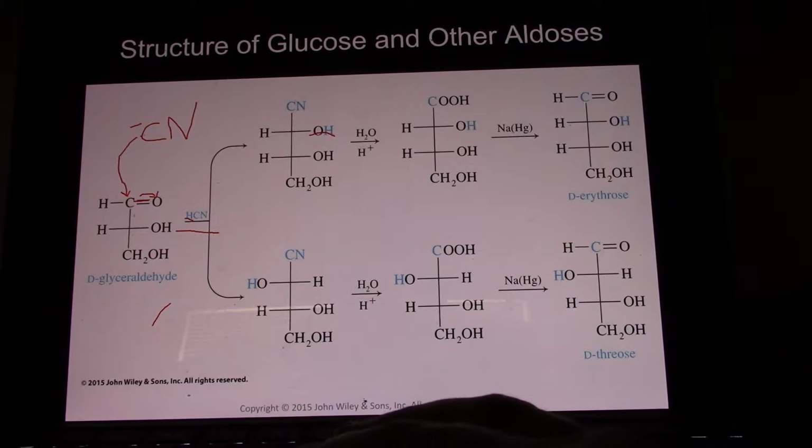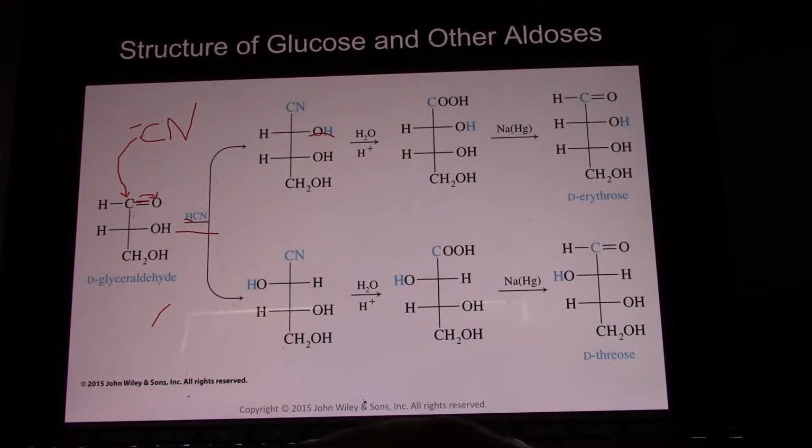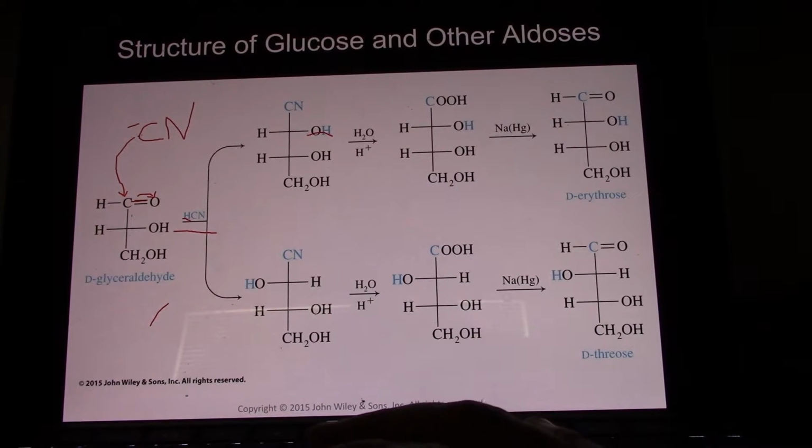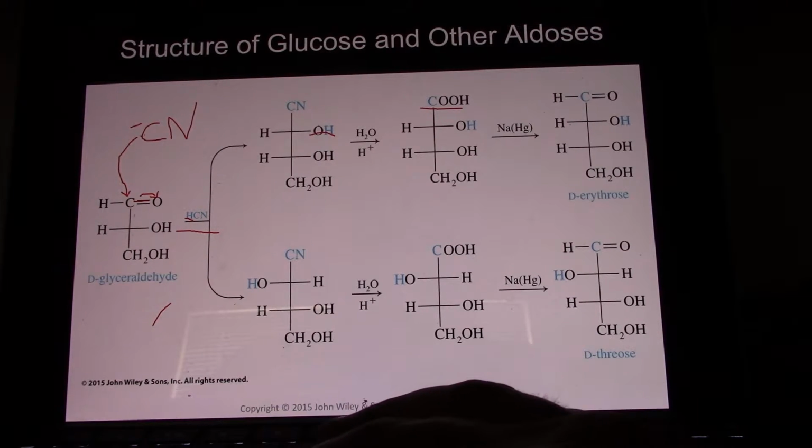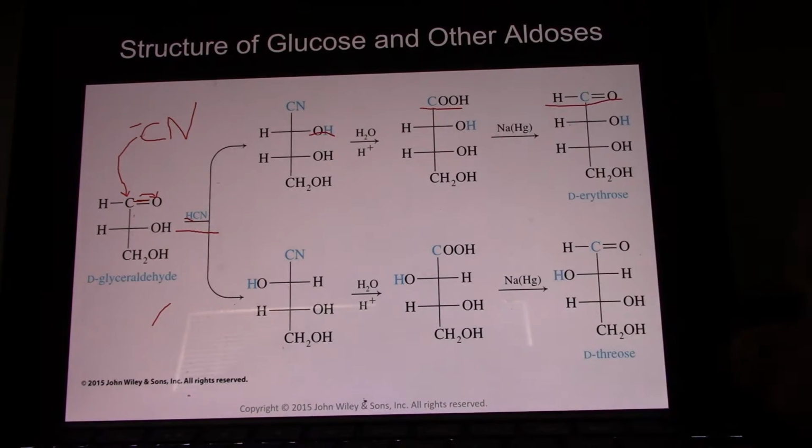And then H came from there. And so now we have this cyano group, the nitrile group here. We hydrolyze that like we saw in that last chapter with nitriles. And you get a carboxylic acid group, and then using a sodium mercury amalgam we can reduce it to an aldehyde.